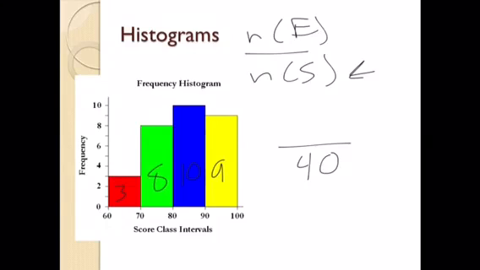Now let's say I want to know the probability that the class scored between 70 and 90. I'm looking at this interval here, which means I'd add the 8 and the 10 together. My probability would then be 18 over 40. So hopefully this helps with that problem.